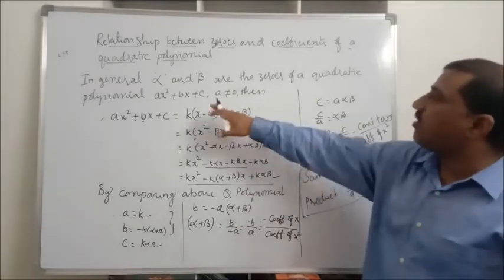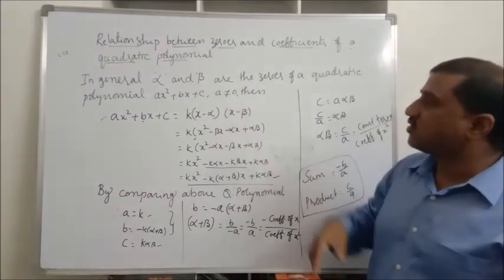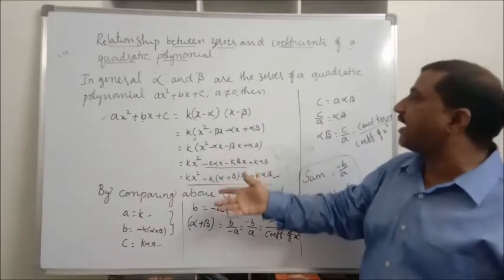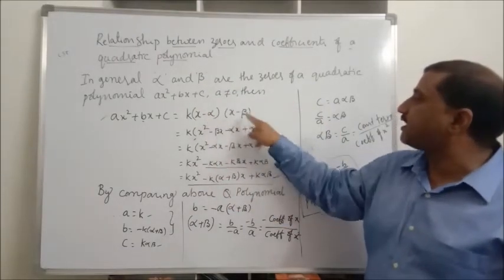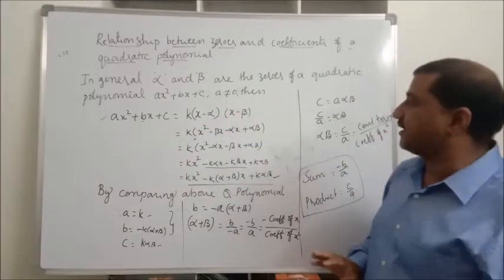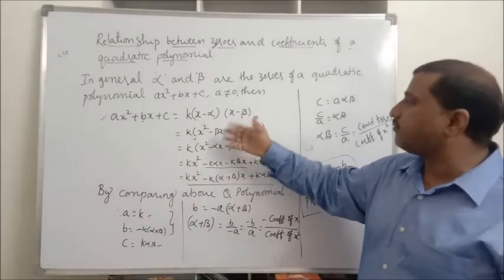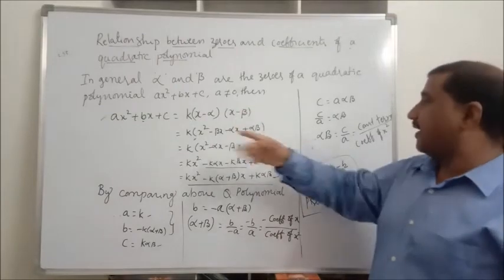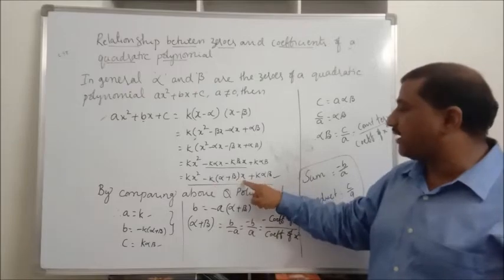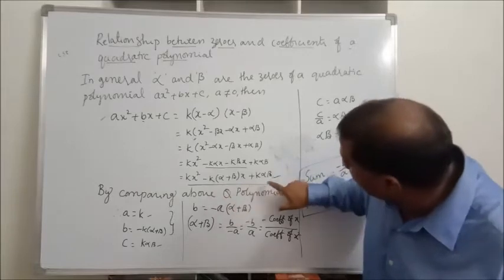The general form of a quadratic polynomial is ax square plus bx plus c, where a is not equal to 0. As these two are zeros, using the factor theorem, we can write x minus alpha and x minus beta are the two factors of the polynomial ax square plus bx plus c. Now we are multiplying with k. Why? K is a constant, we get the same polynomial, but in the form of multiples. By simplifying this, we reach kx square minus k into alpha plus beta into x plus k into alpha beta. Now this is also a quadratic polynomial.